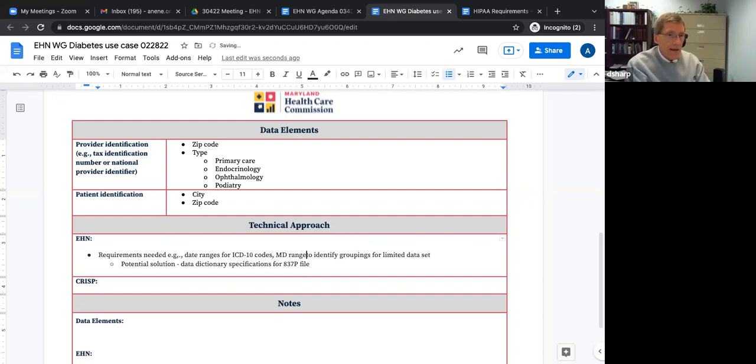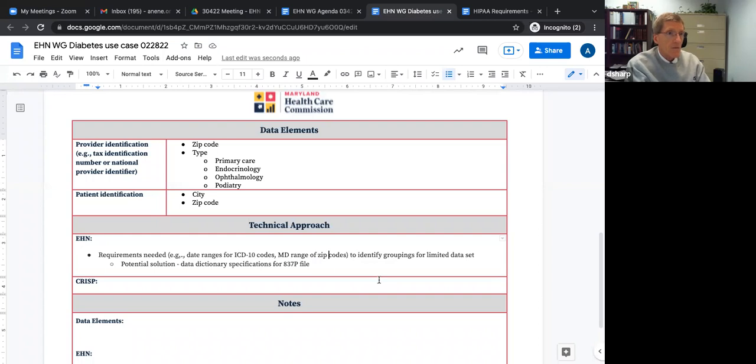So again, we would stick to the limited data set that's permissible under HIPAA. We can sort of skirt around issues related to using data that would require patients to have knowledge, or rather to have consented to its use for some other purpose. This is what's permissible under HIPAA, so we would be working with the network and CRISP to make sure that we stay within that compliance range.